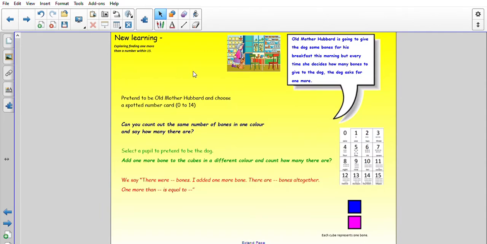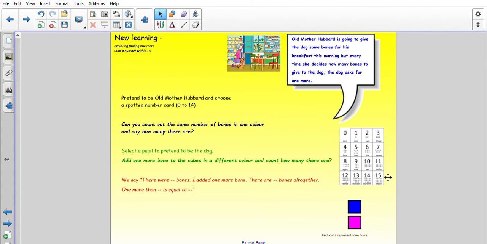Right, we're going to carry on thinking about Old Mother Hubbard. And up here in our speech bubble, it says, Old Mother Hubbard is going to give the dog some bones for his breakfast this morning. But every time she decides how many bones to give the dog, he asks for 1 more. Right. Pretend to be Old Mother Hubbard and choose a spotted number card from 0 to 14.